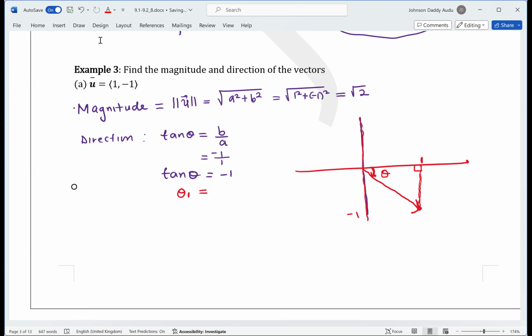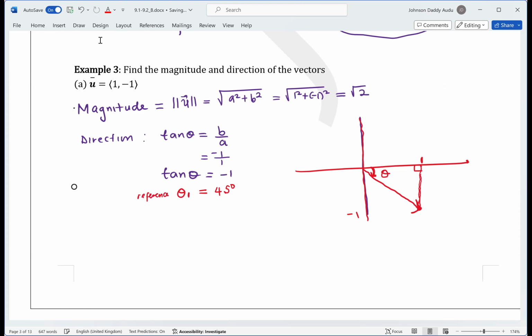This is going to be what? You think of an angle in the first quadrant, or just any angle where the tan is going to be 1. And that angle is simply 45 degrees, right? So this is our reference.